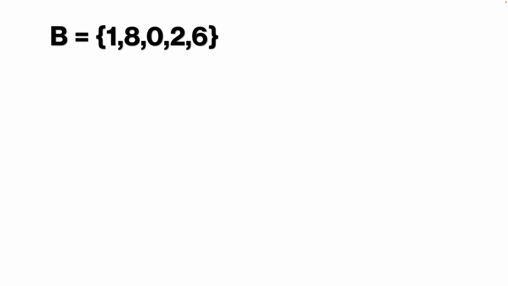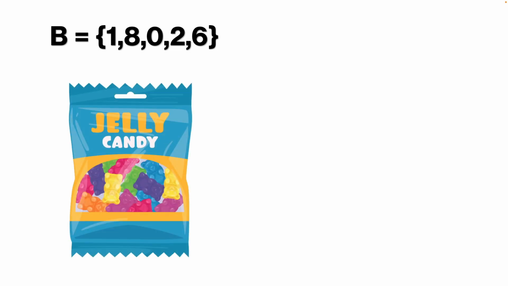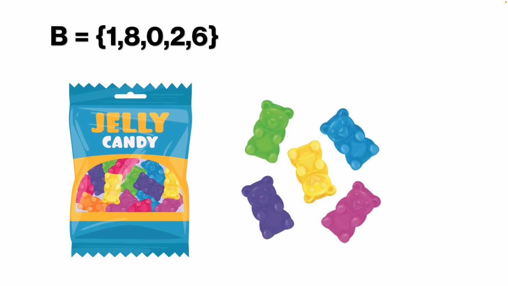Next example is B. B is equals to 1, 8, 0, 2, and 6. Okay? So, for example, meron akong isang pack ng jelly candy. So, sa jelly candy, meron akong different flavors. No? Meron akong green, blue, different flavors and colors. So, ito ay isang example ng set. Kasi, it's very distinct and very unique. No? Ano ang distinct at unique dito? Unang-una yung color. And pangalawa, yung taste.